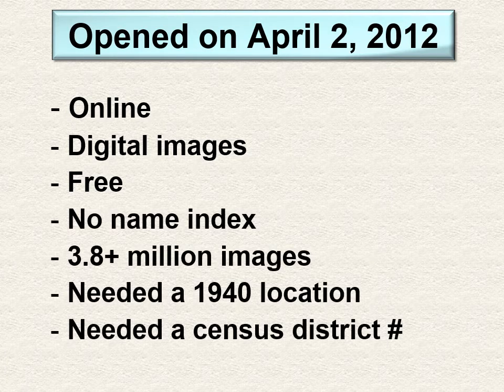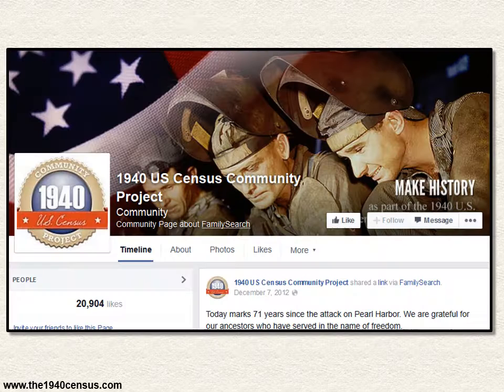However, when it opened, there was no name index. You'd have to look through 3.8 million images. Maybe you got lucky and your person was in the first couple of images. You needed a 1940 location, and you needed to translate that into a census district number. So a consortium of groups got together and decided to make a big crowdsourcing project to name index this census.